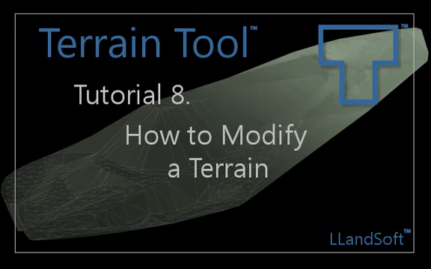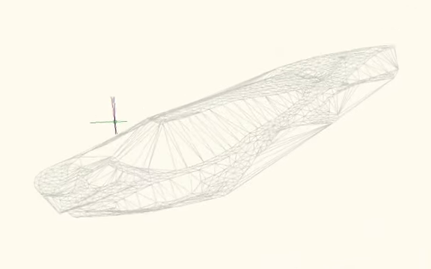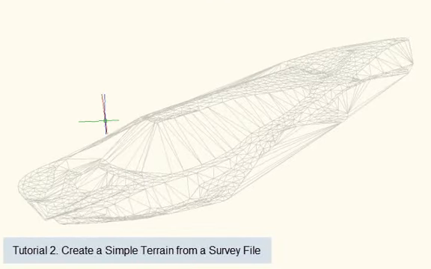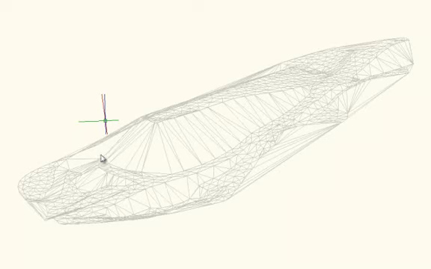In this tutorial, I'm going to show you how you can modify a terrain. We start with the terrain that we made in tutorial 2. As we can see, it's been displayed in wireframe. I want to show you how you could add a pathway coming up from the edge here, up and around, and have an open area on the side of the hill, and then coming back up to the top up here.